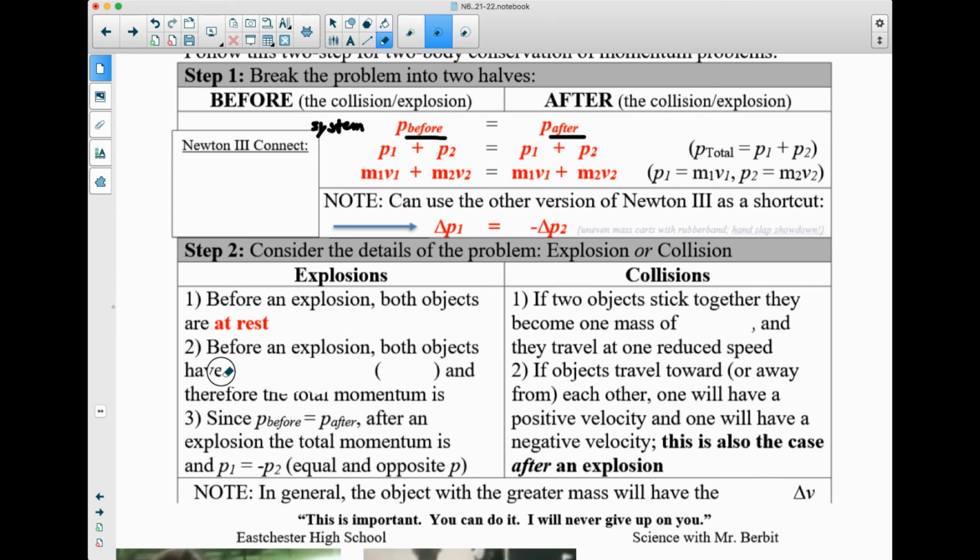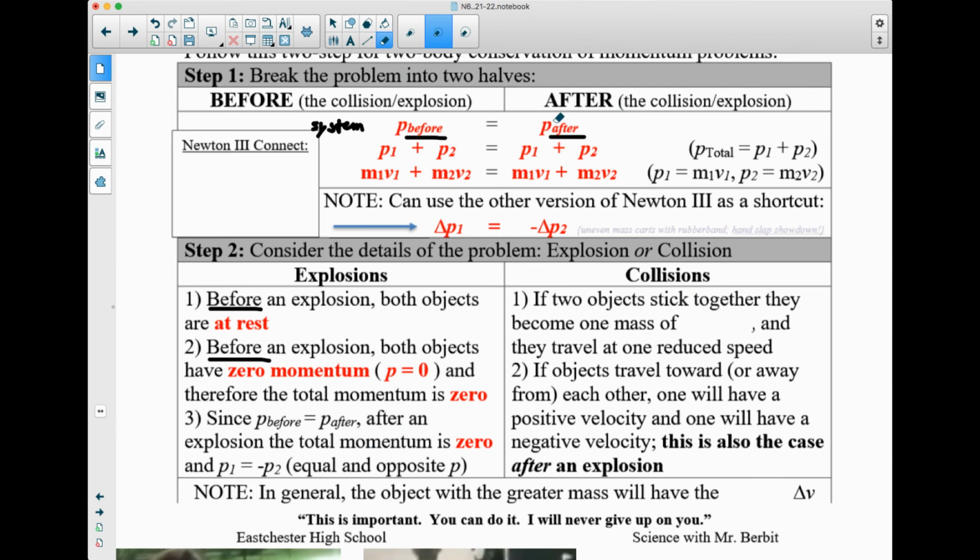Before an explosion, both objects have 0 momentum. Of course, if they're at rest, they have no momentum. Therefore, the total momentum is 0. This is before. Let's not mess this up. Finally, since p before equals p after an explosion, if it's 0 before, after it must be 0 as well.